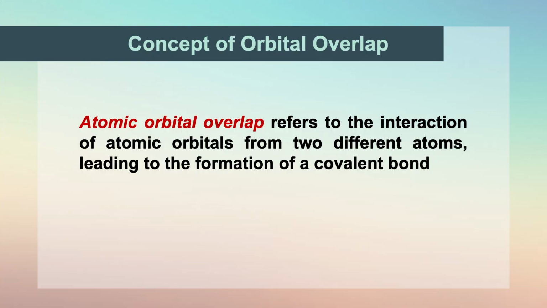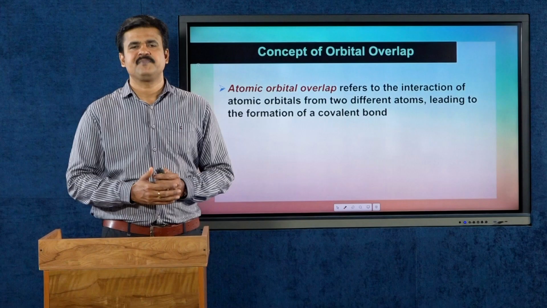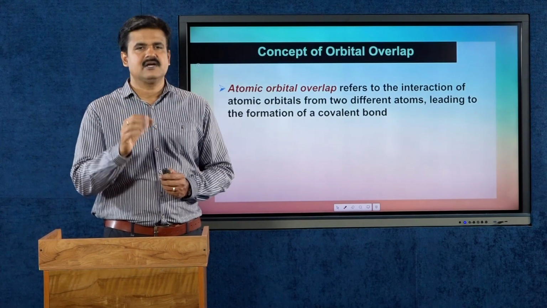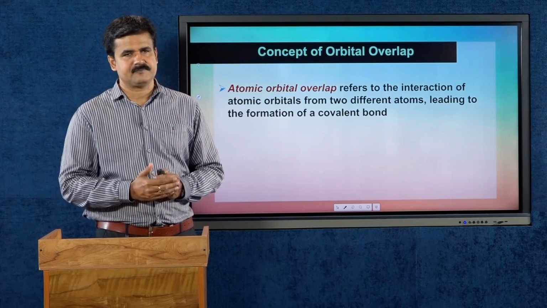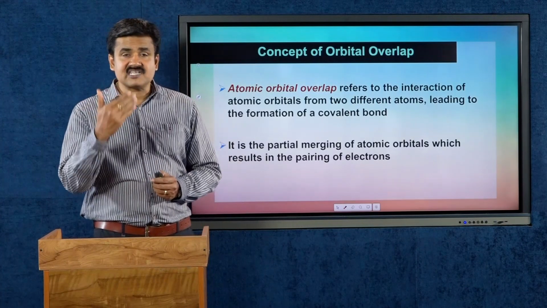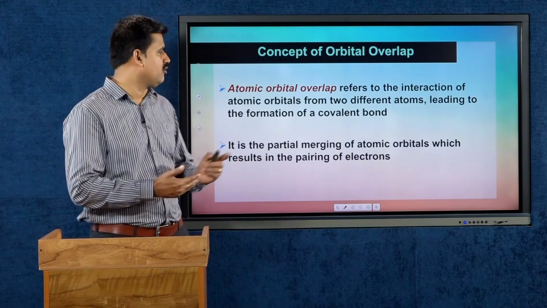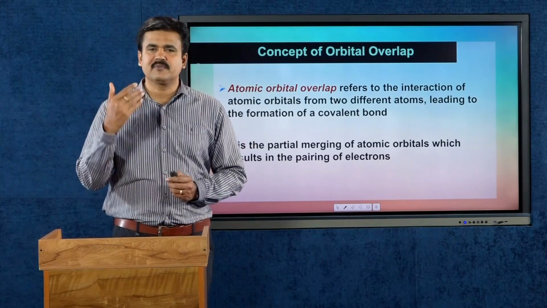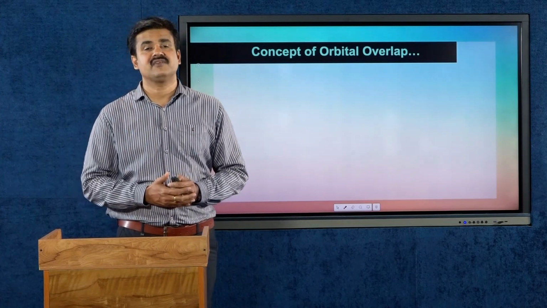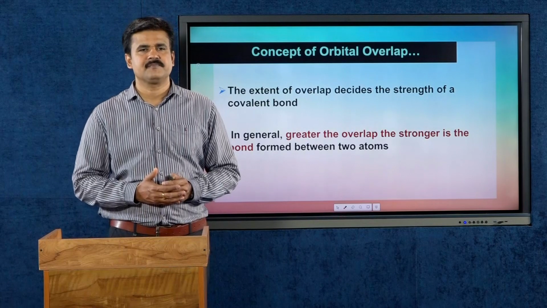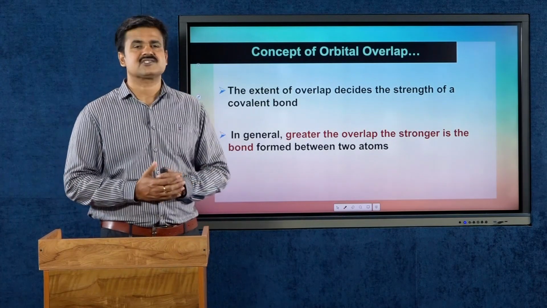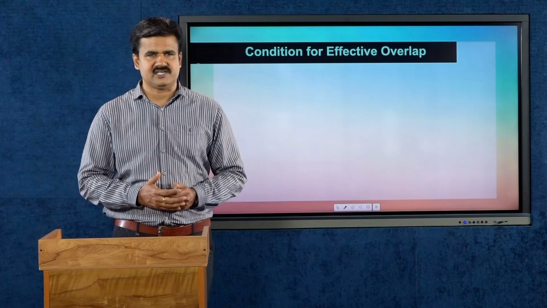Atomic orbital overlap refers to the interaction of atomic orbitals from two different atoms, leading to the formation of a covalent bond. This point is very familiar to you. That is, during the formation of a covalent bond, there occurs overlapping of atomic orbitals. Atomic orbital overlap is the partial merging of atomic orbitals, which results in pairing of electrons. The extent of overlap decides the strength of a covalent bond. In general, the greater the overlap, the stronger the bond formed between the two atoms.